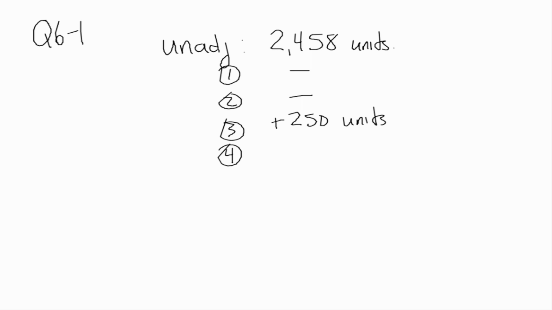Number 4. They also shipped 400 units, FOB destination. They arrived on January 12th. Adjust or no adjustment? Okay, we've got no, adjust, plus 400, and adjust.